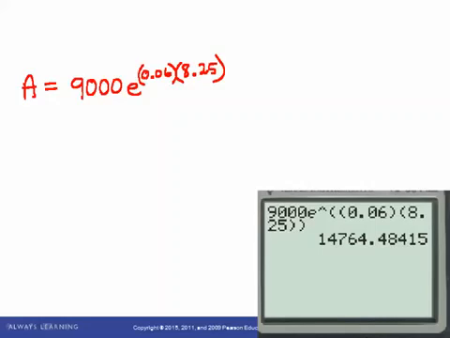What you need is an extra parenthesis right here, and an extra parenthesis right here when you put it into a calculator. You need this one and this one because you want to multiply the 0.06 times 8.25. If you don't do that, it becomes a different problem. So don't forget to put in a double parenthesis as you plug it in.